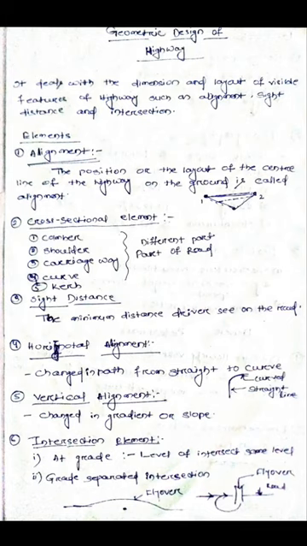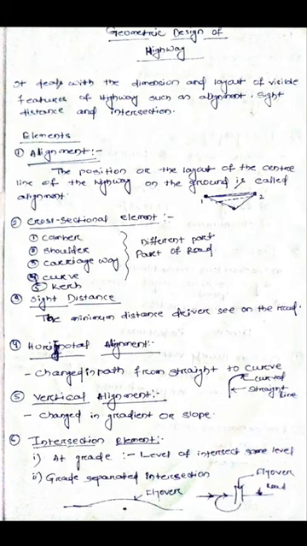Next is vertical alignment, which is change in gradient or slope. What is change in gradient or slope? If the path rises upwards or goes downwards, that is called change in gradient or slope.